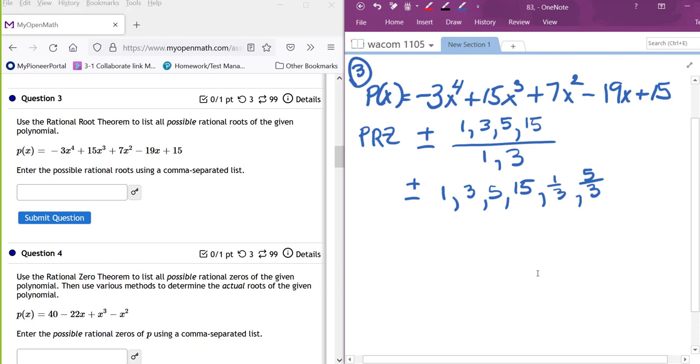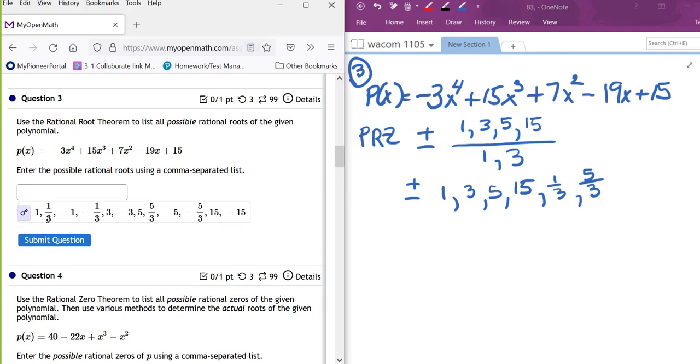This time you can get fractions for an answer. And so they have 1, they have 1/3, then they have the negatives, 3 and -3, 5, 5/3. So they have the same things that we have. Any question?